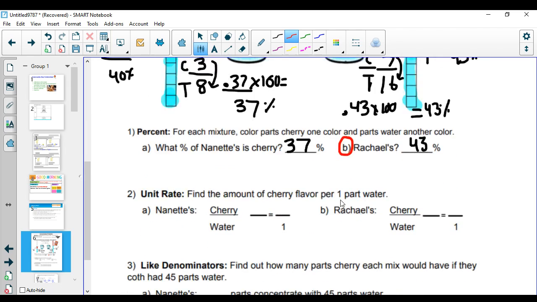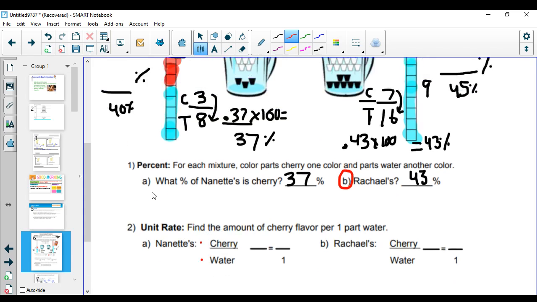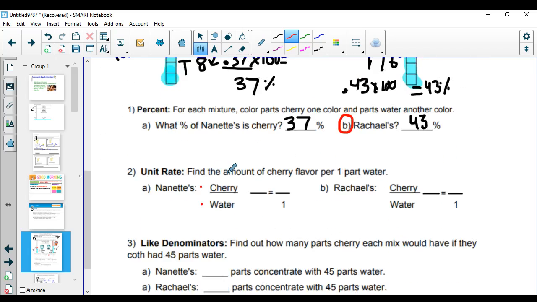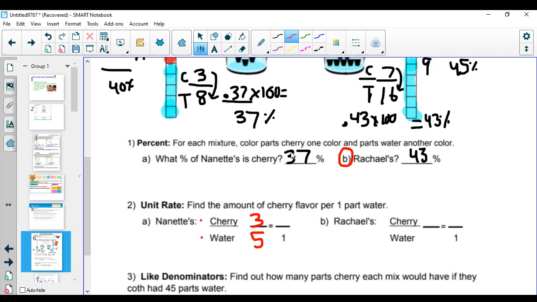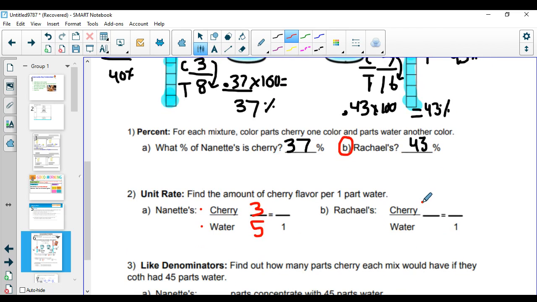All right, our next strategy, we could use what we used in Target 3, unit rate. Unit rate, remember, is us figuring out how much cherry for just 1 cup of water. So let's do that for both. So now we are going to use that part-to-part ratio, right? Cherry to water. So Nanette's was 3 parts cherry, 5 parts water. And Rachel's was 7 to 9.